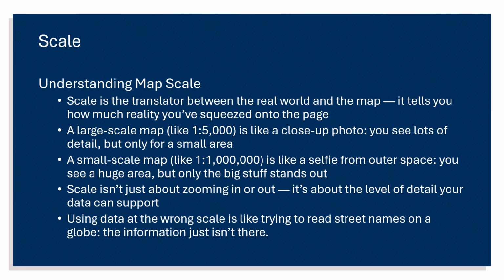Scale isn't just about zooming in or out. It's about the level of detail your data can support. And so using data at the wrong scale is like trying to read street names on a globe. The information just isn't there. So if you collect data at one scale, for example, looking at a small area, so if we look at a large scale map and then we want to zoom that really in, the extra detail that you get from zooming in is just going to be the same information that you had before.